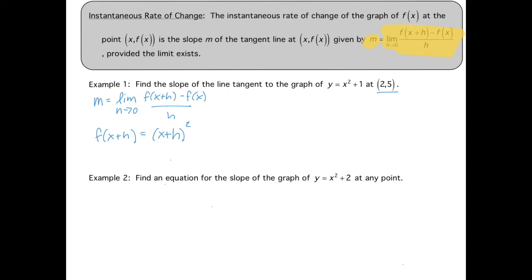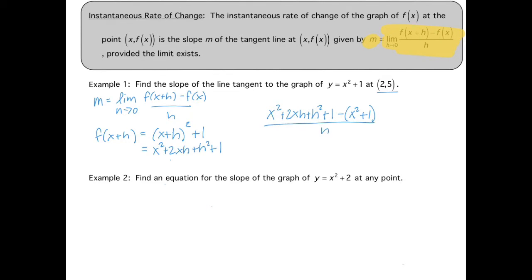So I get x plus h, quantity squared, plus 1. And then I'm going to multiply that all out. So I get x squared plus 2xh plus h squared plus 1. And then I'm going to do f of x plus h minus f of x. So I'm going to take everything that I just found, x squared plus 2xh plus h squared plus 1, and I'm going to subtract x squared plus 1, which is my f of x.